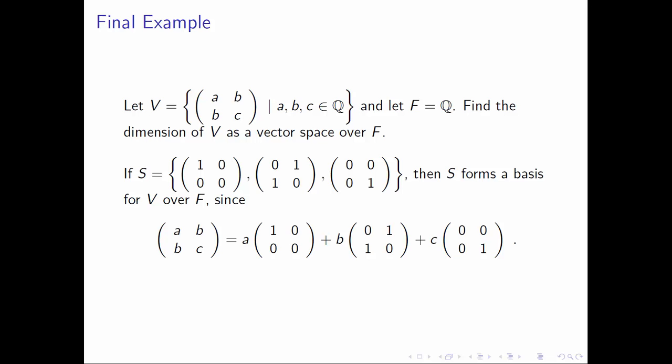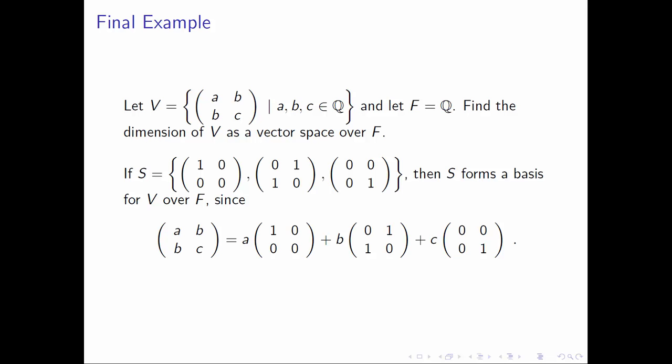First, I need to show that this set spans the space. Then I need to show that if I take any linear combination of these things and end up with the 0 matrix, the scalars I multiplied by had to in fact be 0 themselves. This all comes from one equation written on the page. If I take a matrix A, B, B, C, then it equals A times the first matrix plus B times my second matrix plus C times my third matrix. This is easy to figure out, knowing the action of the field on the vector space and how to add matrices. You can easily see that the equation holds.